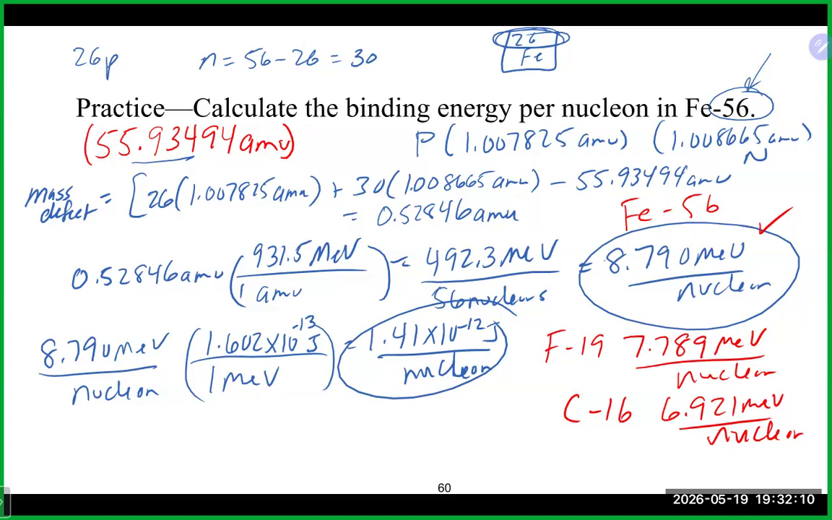If you remember in those graphs that we saw where they kind of went up, that's why we saw iron 56 up there on top. It is the most stable in terms of these based on binding energy per nucleon. Now, of these three, the carbon 16 would be the least stable based on binding energy per nucleon. Any questions on that there?